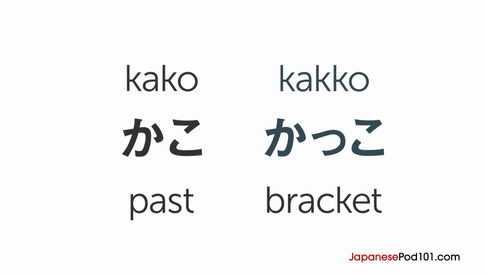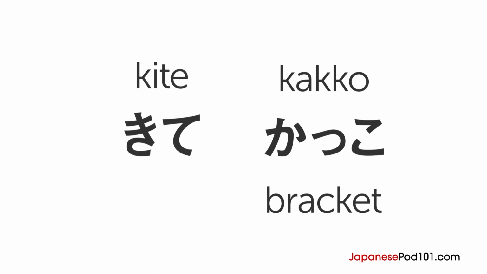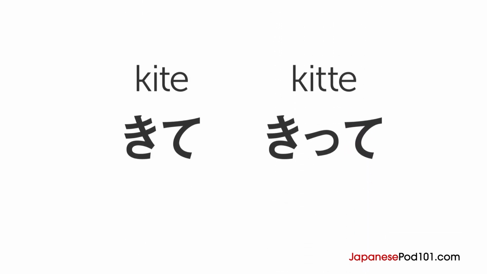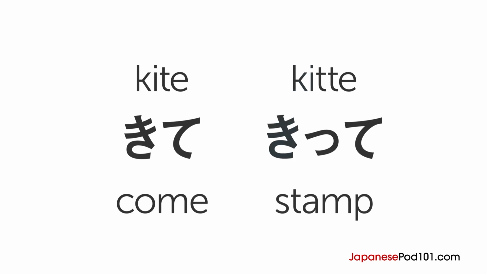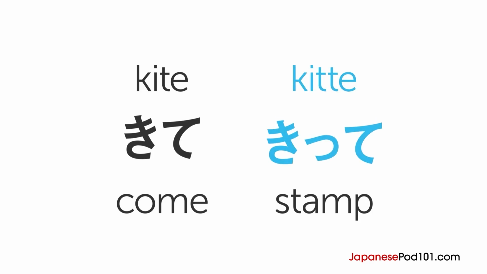The next pair is 来て and 切手. 来て means come and is pronounced in 2 syllables. 切手 means stamp and is pronounced in 3 syllables. And now, are you ready for a pronunciation tip?